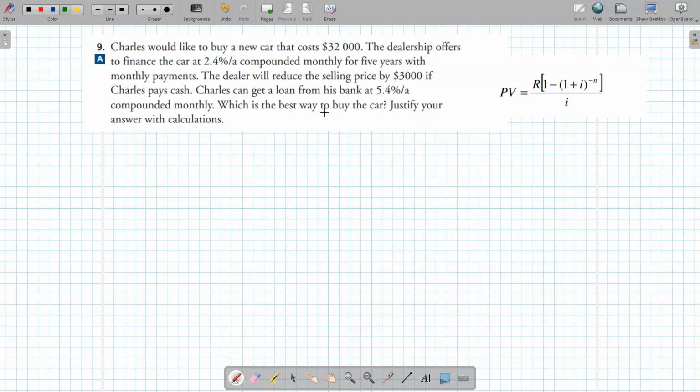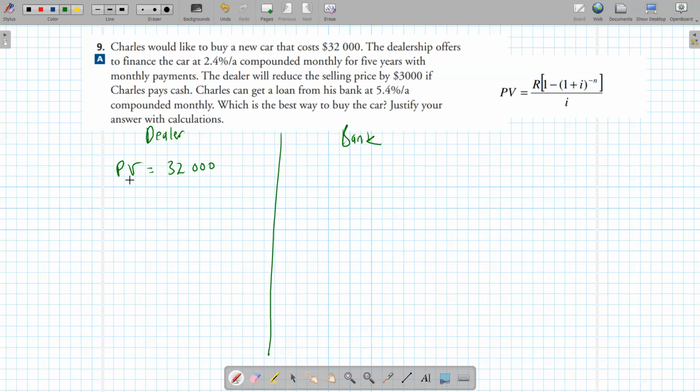All right, let me give you a hint. The goal is to reduce the amount of interest that you pay, whether you pay to the dealer or you pay to the bank. Let's do this. So let's say you buy it from the dealer. We know you're buying it today, right? So you do present value, that's gonna be $32,000.